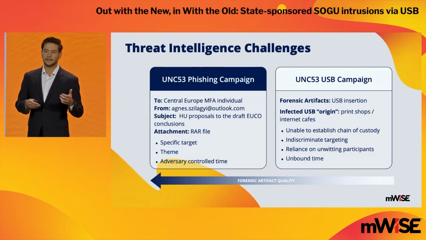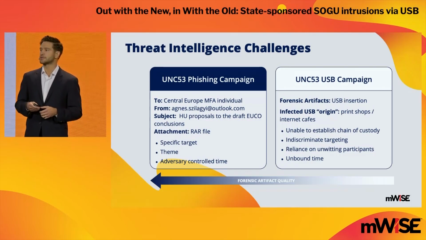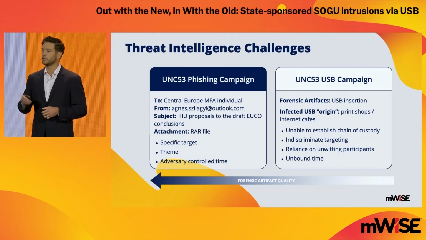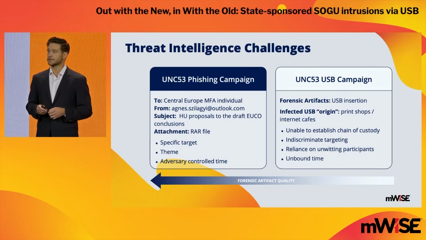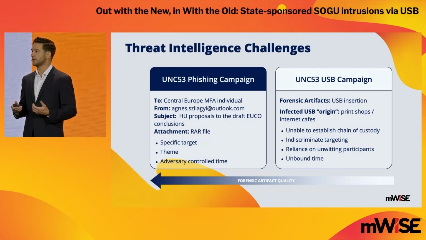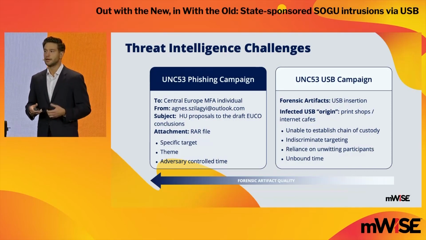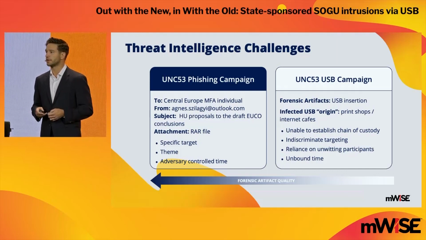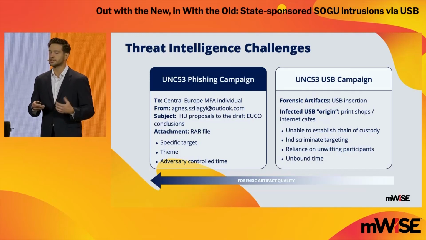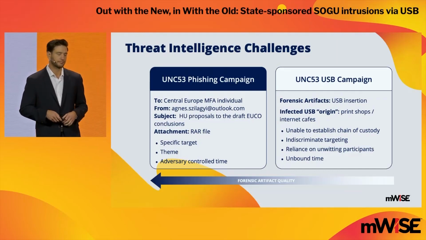We also get the email address that the threat actor used to send the phishing email. And if you remember that earlier campaign that I discussed, where UNC53 was masquerading as European diplomatic entities using Outlook email addresses, now we have something to look for in our email telemetry to try to surface additional phishing emails.